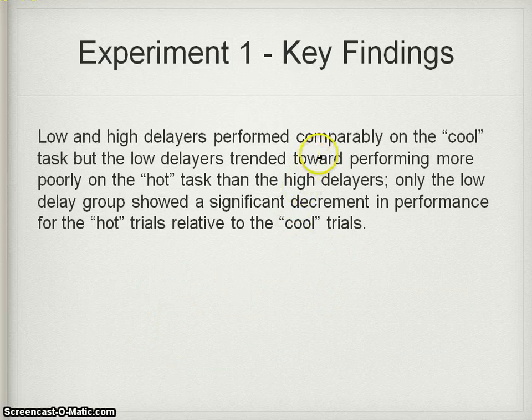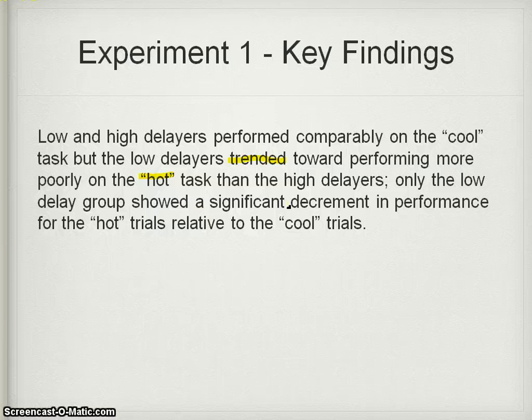Low and high delayers performed comparably on the cool task, but the low delayers trended towards performing more poorly on the hot task than the high delayers. When you see that word trended, it does mean there wasn't a significant difference, but there was a trend in the data. The really important bit of this research is about experiment 2.